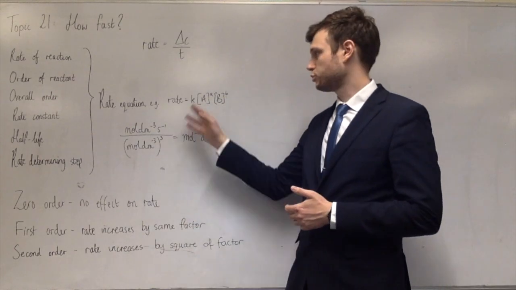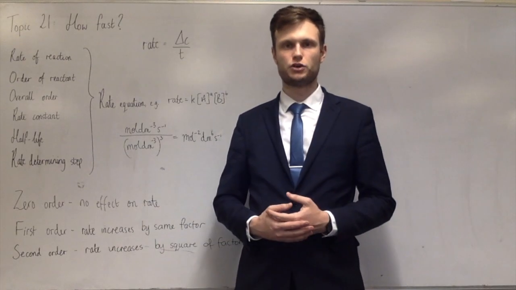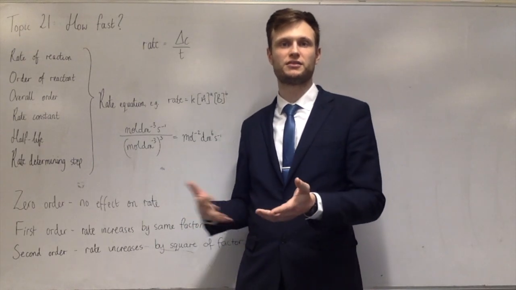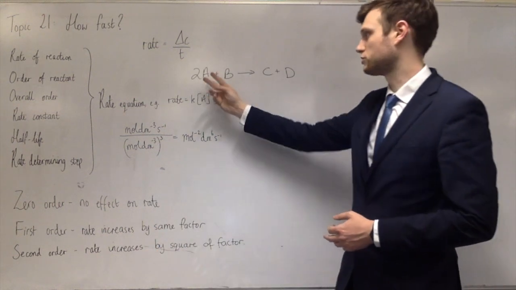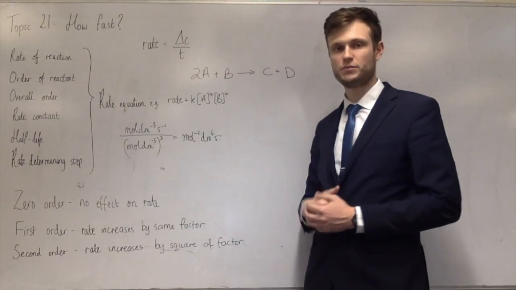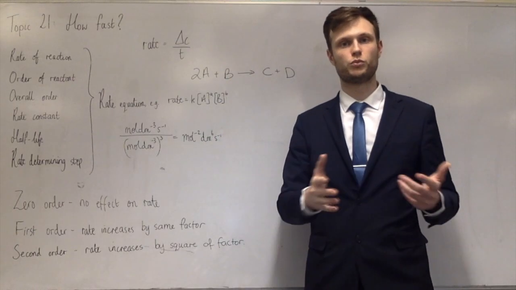So this is a reaction between A and B. And so let's just give a basic example. It could be 2A plus B makes C plus D. Now it's possible that this all happens in one step, where 2 A molecules collide with a B molecule and make C and D. But it's also possible that it happens in more than one step.